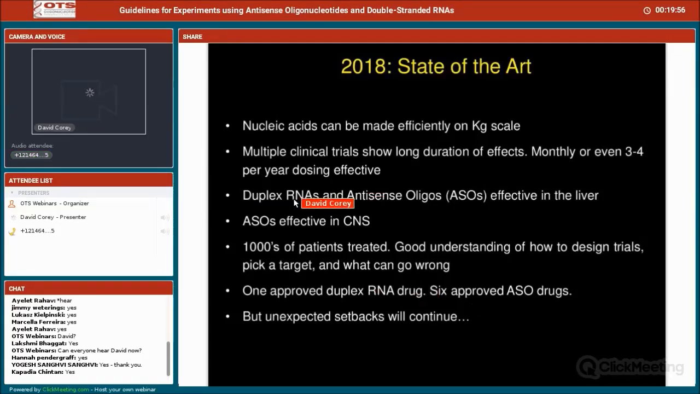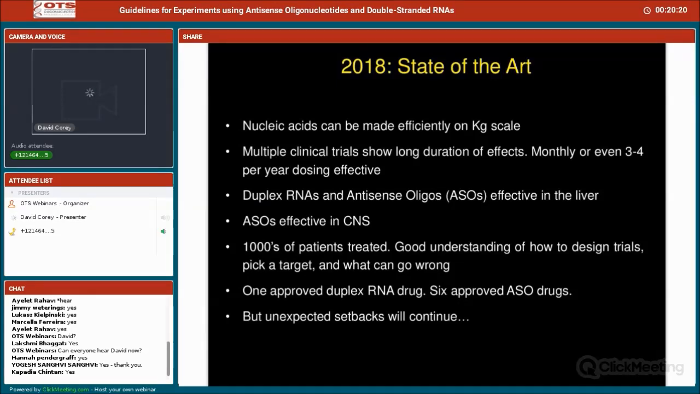We know with certainty that double-stranded RNAs and antisense oligonucleotides are effective in the liver, and we know that antisense oligonucleotides are effective in the central nervous system. And I think especially in the central nervous system, no one could have predicted that they would have worked as well as they appear to be working. Thousands, probably over 10,000 or more patients have been treated so far.